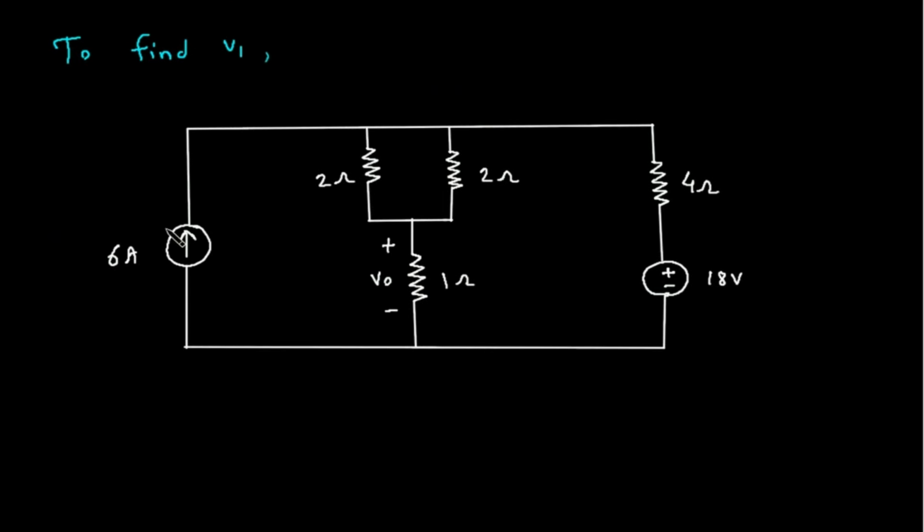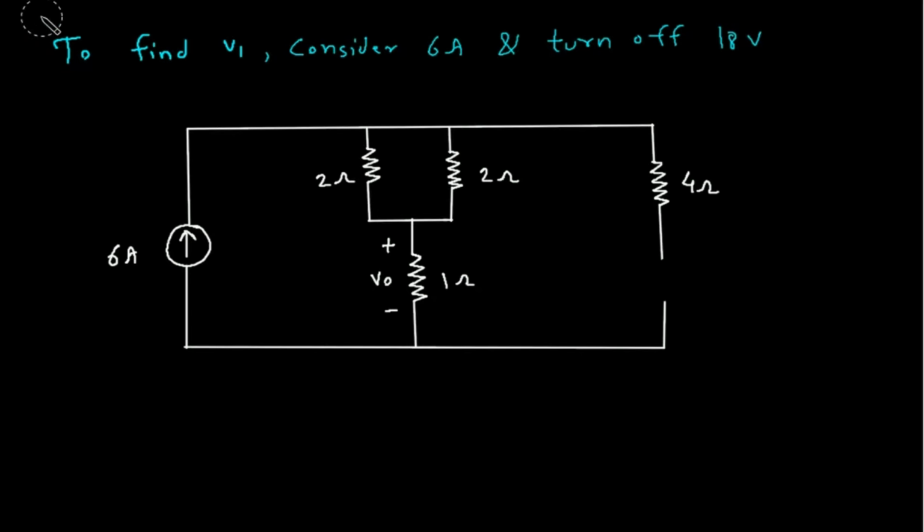we will consider 6 ampere and turn off 18 volt. Now when we turn off voltage source, then that will be a short circuit. So this will be short circuit and this will be V1.